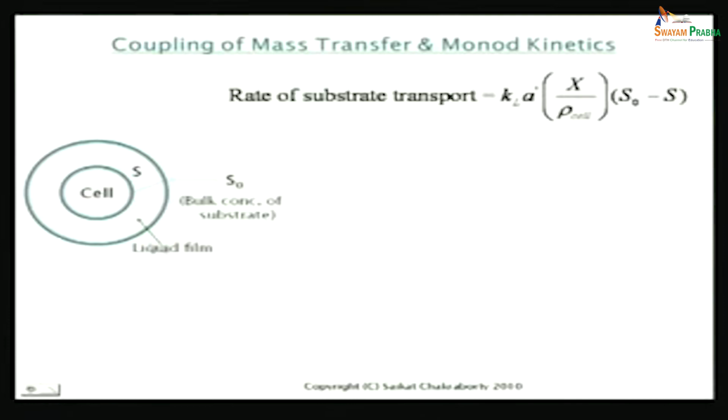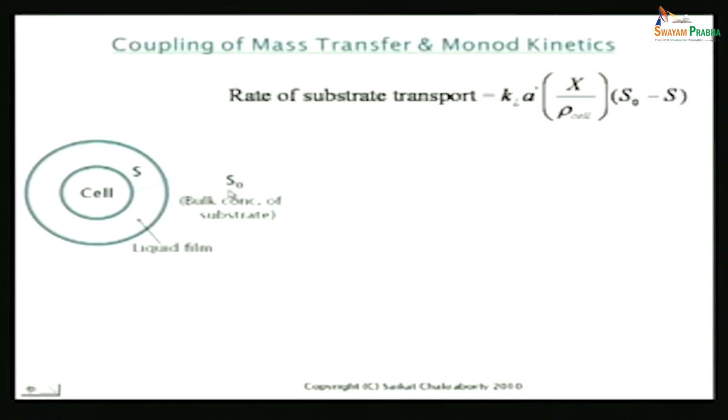So this is an example that we are looking at here. This is a cell. This inner circle that you see over here is a cell, and the outer circle is the liquid film or the boundary layer. So the cell is growing in a medium, right? I discussed this in the last lecture. The cell is growing in a medium, and you might have stirring in the medium, or you may not.